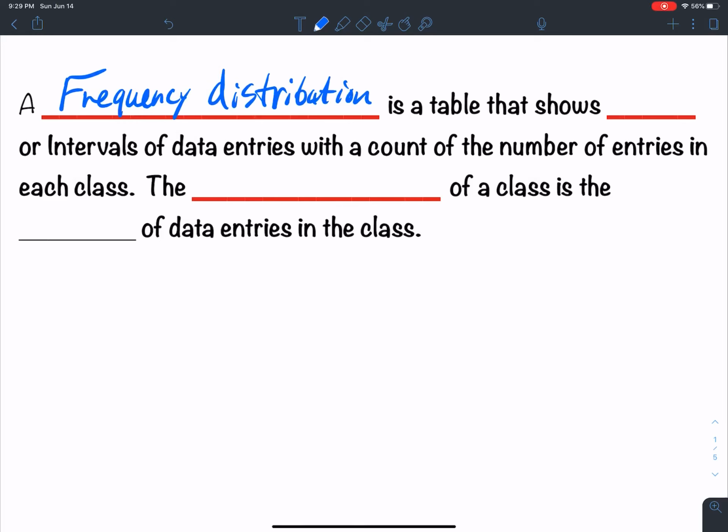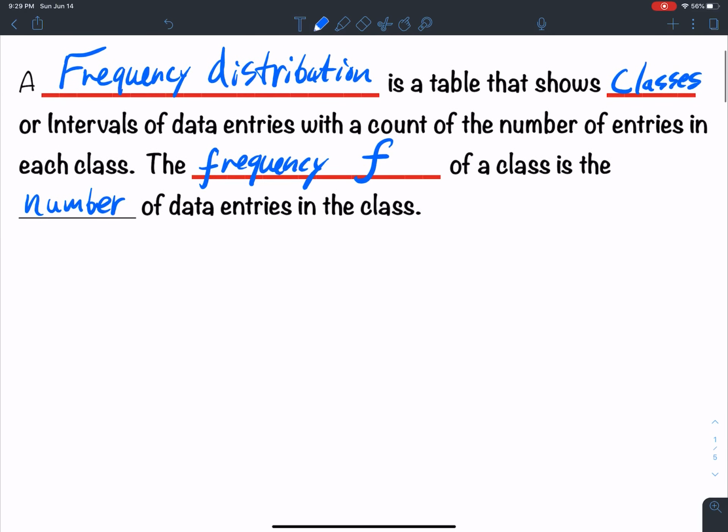So here we're going to talk about frequency distribution. So definition, a frequency distribution is a table that shows classes or intervals of data entries with a count of a number of entries in each class. Okay? The class frequency, the frequency F of a class is the number of data entries in the class. It's how many are in the class.